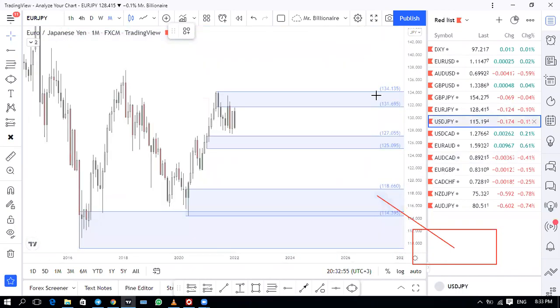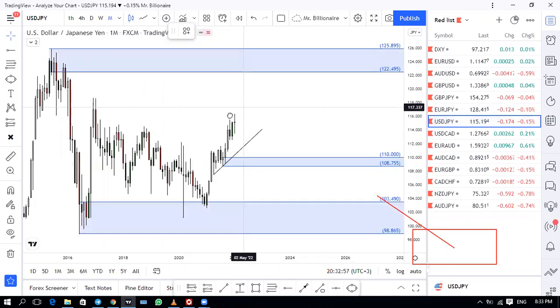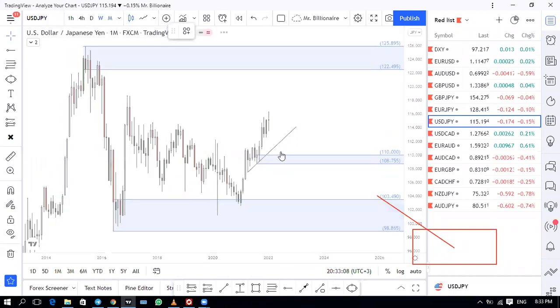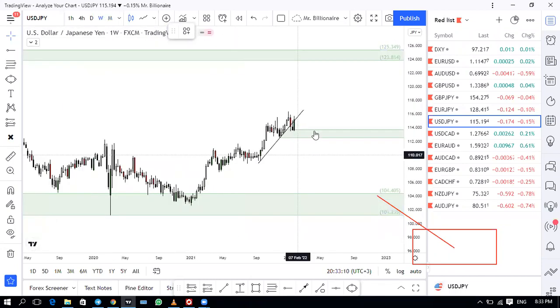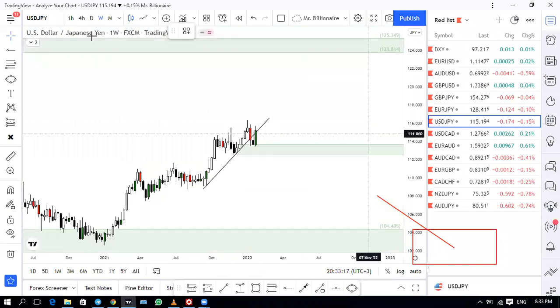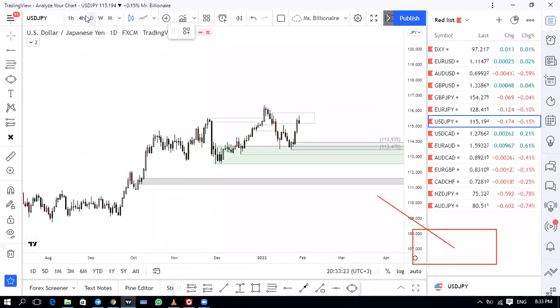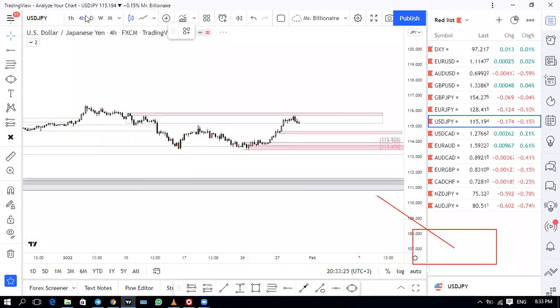USD JPY is bullish from the monthly time frame. We have a bullish trend and I think the price will continue to push up to this monthly supply. So on USDJPY, I'll be looking for buying opportunities only, and the weekly demand is in control. Last week, I think we had a buying signal. I think two.